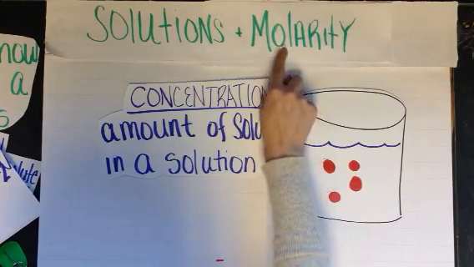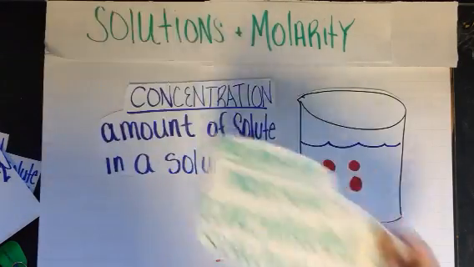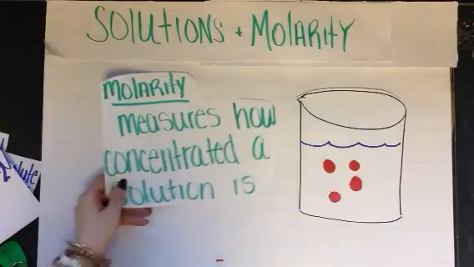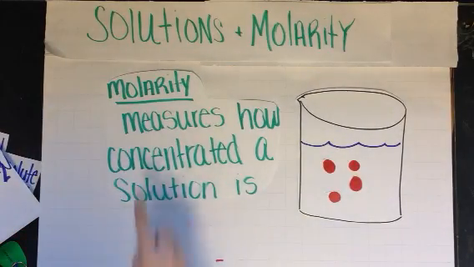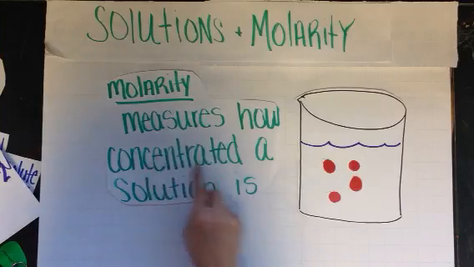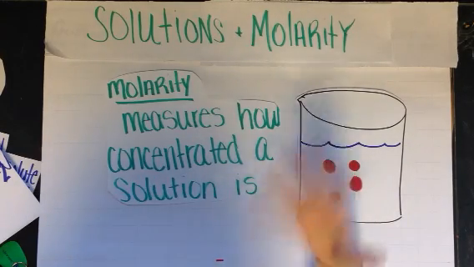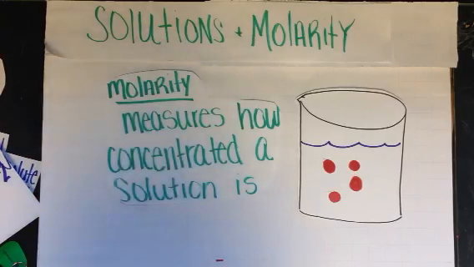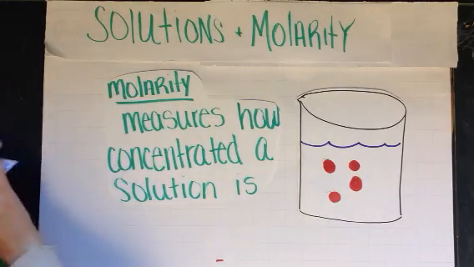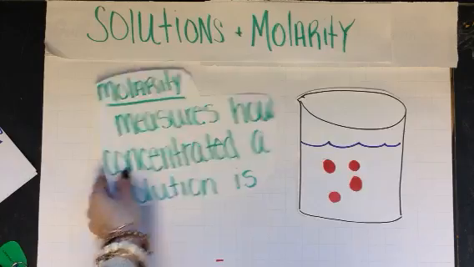So how can I measure how much solute is in my overall solution? That's what molarity is. Molarity gives us a number. It gives us a measurement of how concentrated a solution is. So instead of saying this is not very concentrated, or this is very concentrated, I want a number. Can you give me a mathematical number? That's what molarity is.